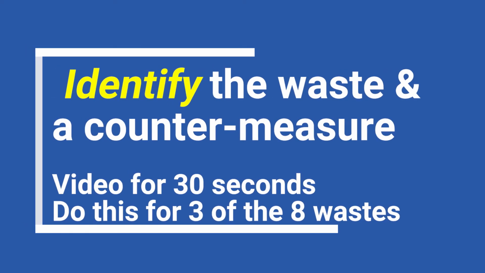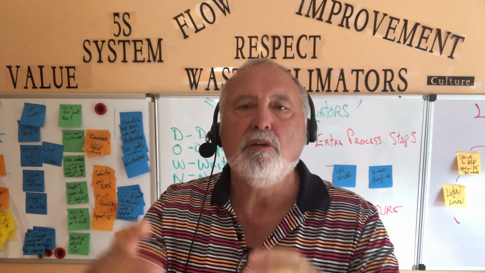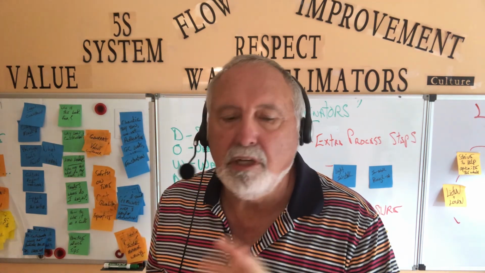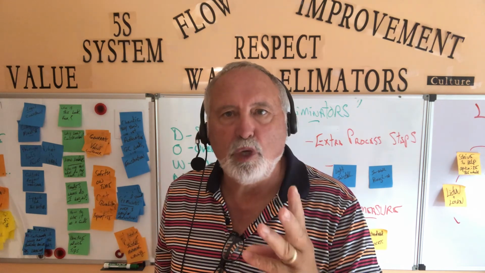When you see a waste, film it, a short video with your camera, and say, this is the waste of transportation. The countermeasure I would use would be whatever you come up with. You need to do that for 3 of the 8. You don't need to do all 8, but you need to do 3 of the 8.